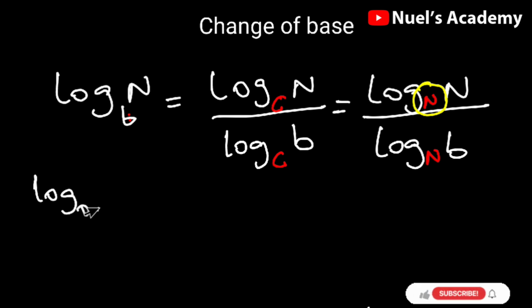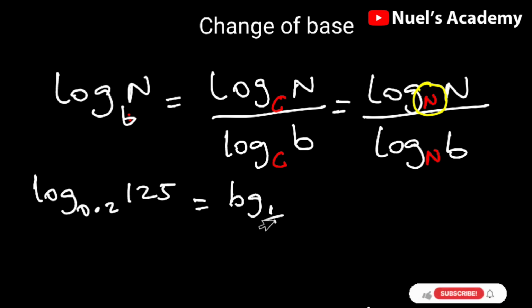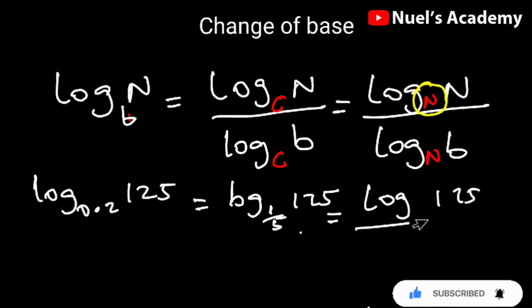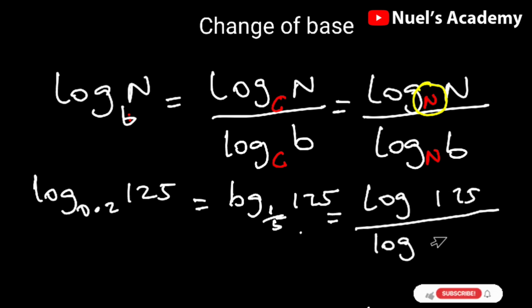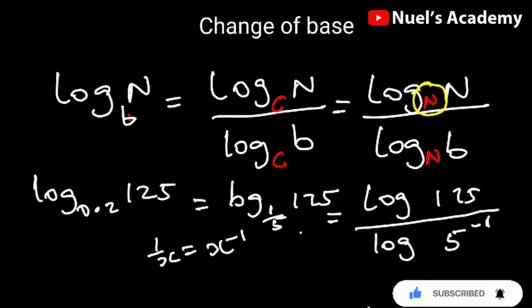We have log base 0.2 of 125, and we have to solve this. So this is going to be equal to log, now 0.2 when converted to a fraction is equal to 1 over 5, then we have 125 here. So at this point, we are going to employ change of base. So we have log 125 over log. Now 1 over 5 can be written as 5 raised to the power negative 1, because 1 over x is equal to x raised to the power negative 1. So that's just what we did there.